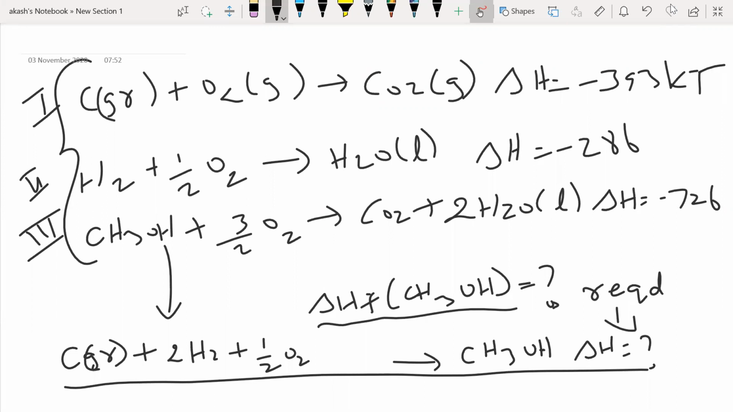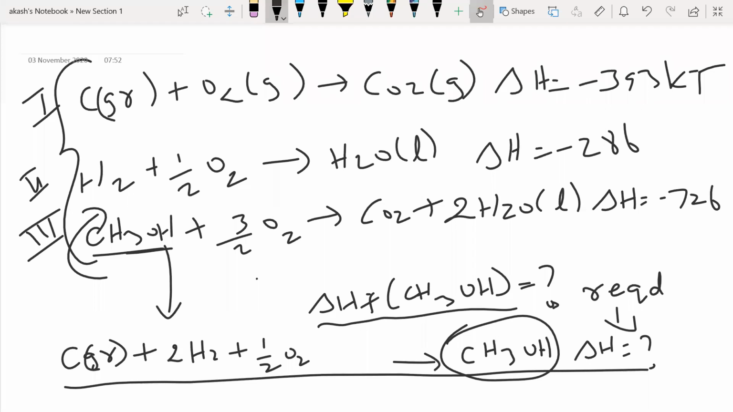Now look at the required equation. What do you see? You see that CH3OH is on the product side. First, we will try to find where CH3OH is in the given equations. I find CH3OH here in the third equation. But I want CH3OH on the product side, and in the given equation, CH3OH is on the reactant side. So I will directly reverse the equation. You will write it as CO2 plus 2H2O gives CH3OH plus 3/2 O2. And obviously the enthalpy value for that will become plus 726.